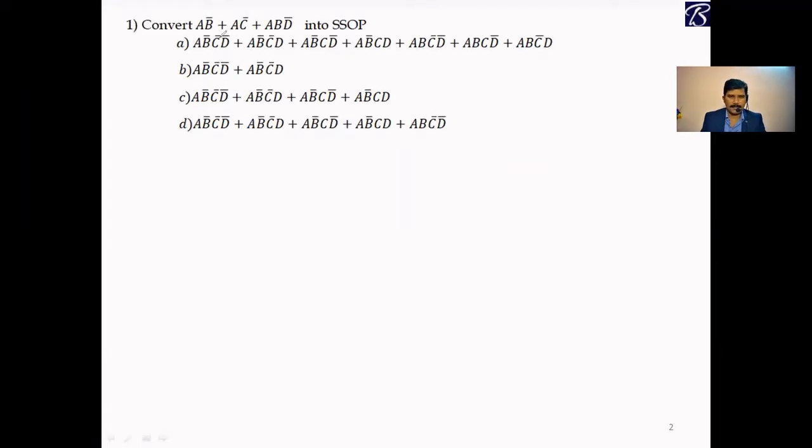Let us start. Some expression is given: A B bar plus A C bar plus A B D bar. This is not in standard SOP, so we need to convert it into standard SOP. Four options are given. There are two methods. The first one: wherever a variable is missing, we need to take A plus A bar; if B is missing, B plus B bar. That is one method. And secondly, for missing variables, we take a hyphen, and then take the combinations.